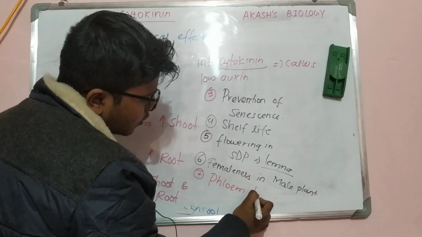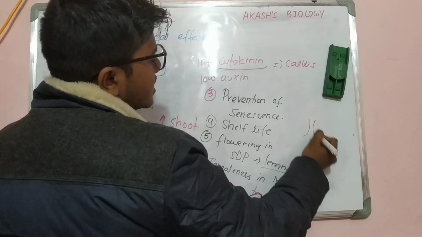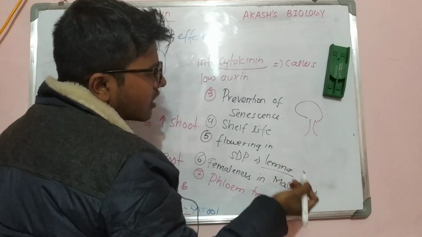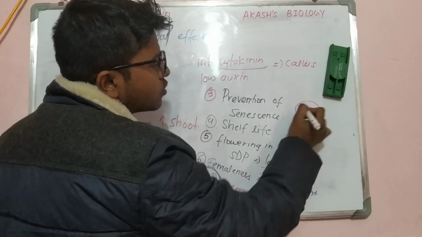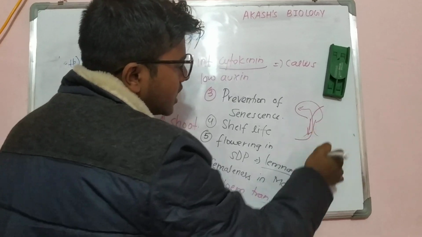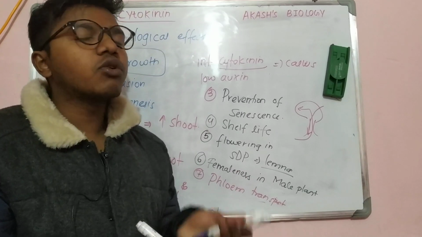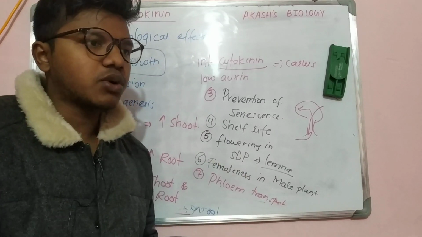So phloem transport means, if we see any root, xylem is conducting water from the root to the shoot. Now food is being formed in the leaf, so the food will transport from where? The leaves to the root. So the phloem transport is being increased by the process of cytokinin.